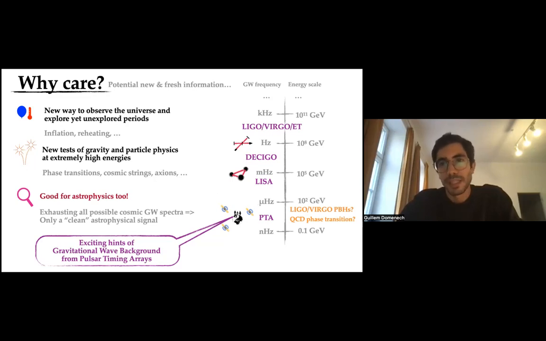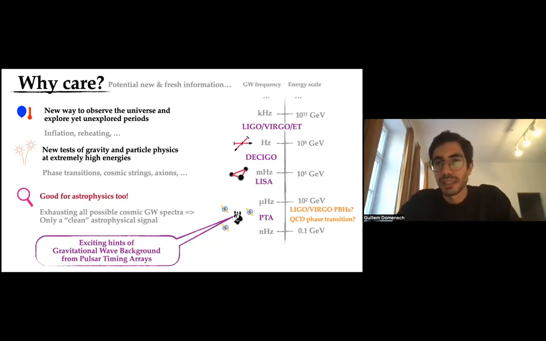And of course, many things could have happened here: phase transitions, cosmic strings, axions, anything that you like. Having a lot of possible cosmic gravitational wave spectra is also good for astrophysics. Even though I would not be happy if you find no cosmic signal, at least if you are sure that it's not a cosmic signal, then you can focus on the astrophysics. You can say, I'm very sure that it's a clean astrophysical signal. Then you can do something interesting too.